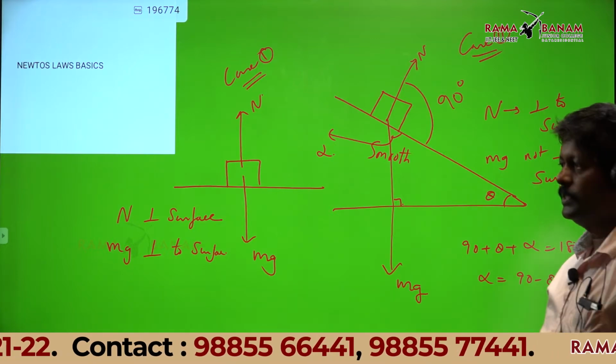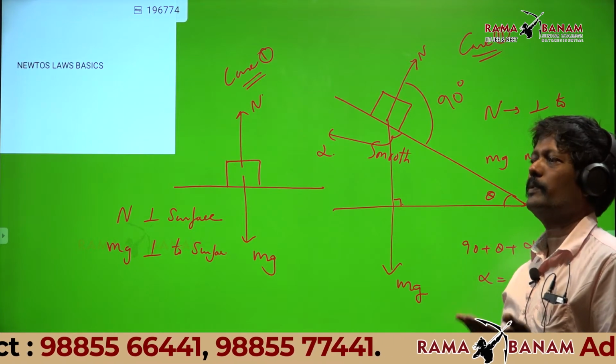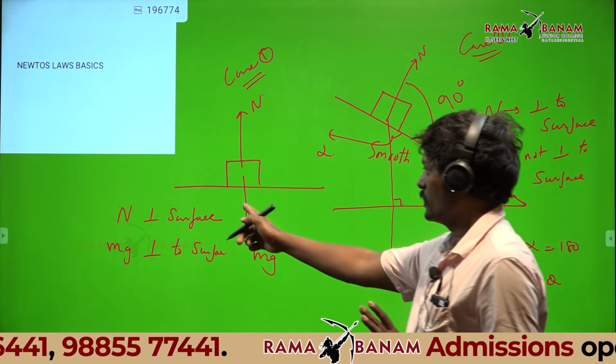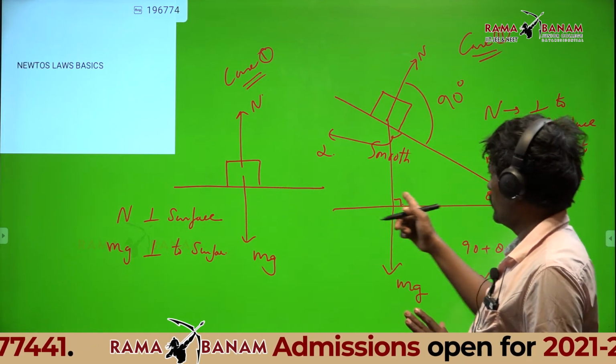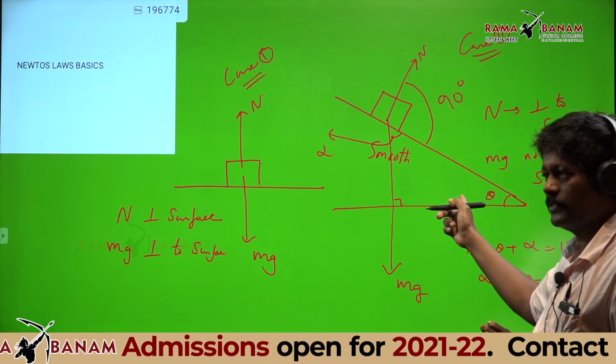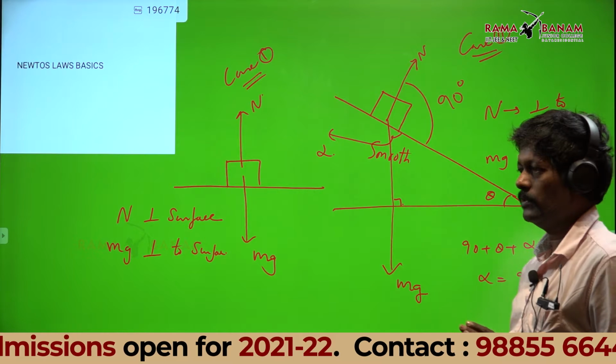But mg may be perpendicular, may not be perpendicular. Here you see mg is perpendicular to surface, here mg is not perpendicular to surface. Both the diagrams you draw, I will give 1 minute time.